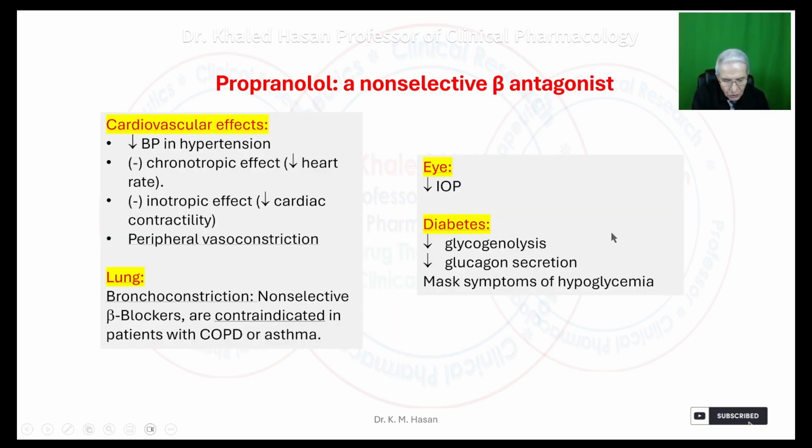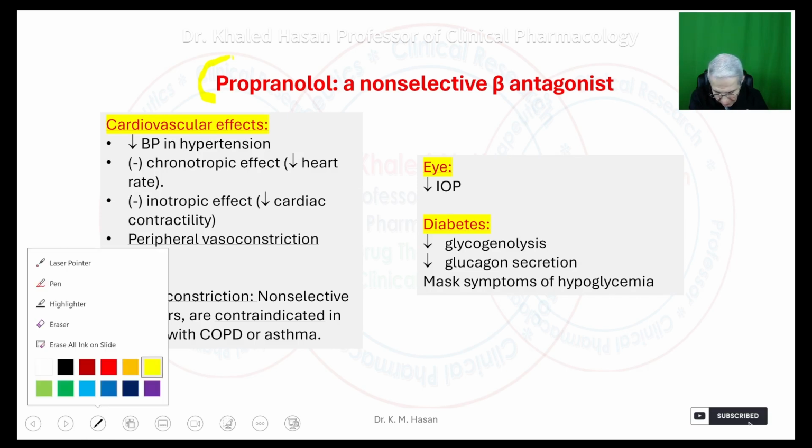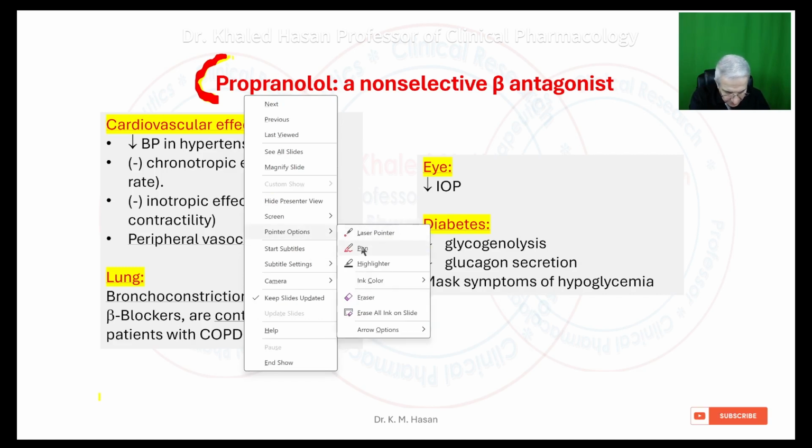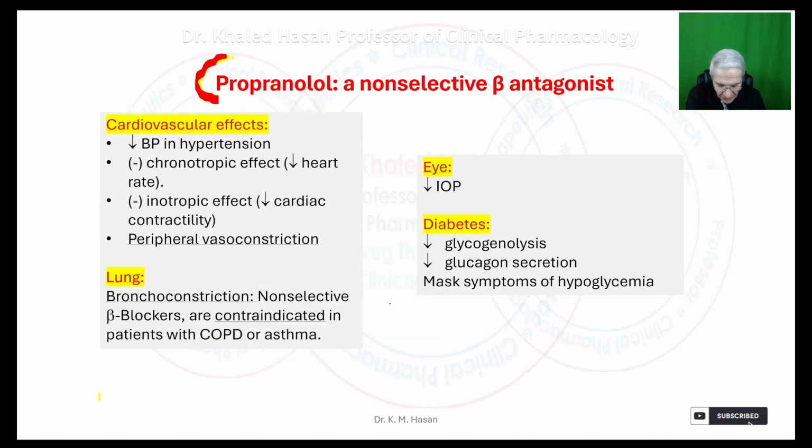Okay, so the prototype for the beta blocker is propranolol. We are going to discuss propranolol here. The prototype will be propranolol. We want to understand the effect of propranolol on the heart, on the lung and eye, and in patients with diabetes.